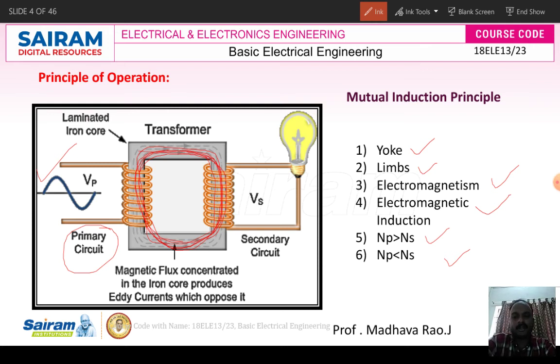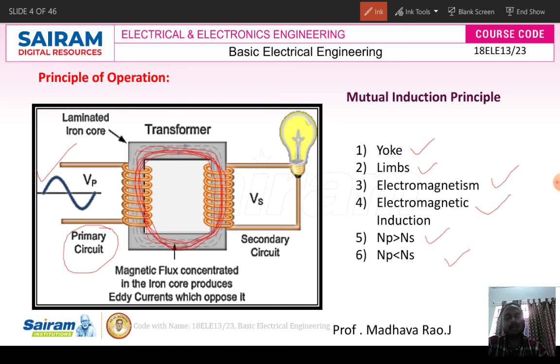Once again we will revise this principle of operation. A transformer generally consists of a horizontal part and a vertical part. The horizontal part is called the yoke, and the vertical part is called the limbs. When the primary winding is connected to the supply, current will flow. The current will produce the magnetic flux, that is called electromagnetism. The primary winding magnetic flux links to the secondary winding. The magnetic flux will produce the EMF, that is called electromagnetic induction.